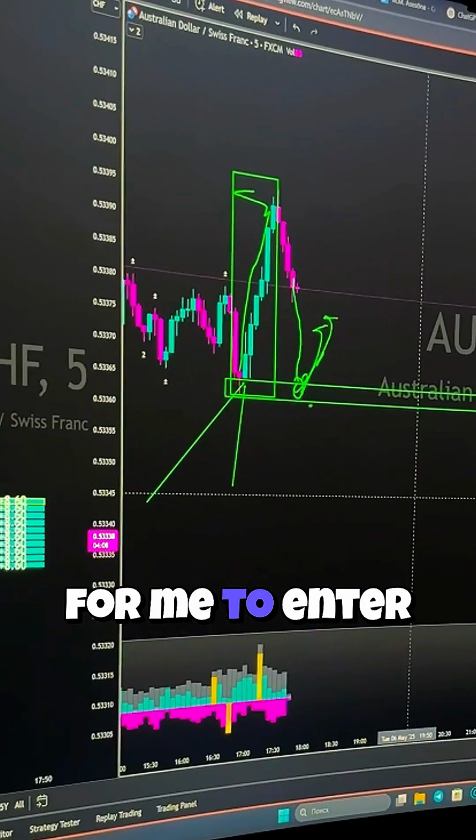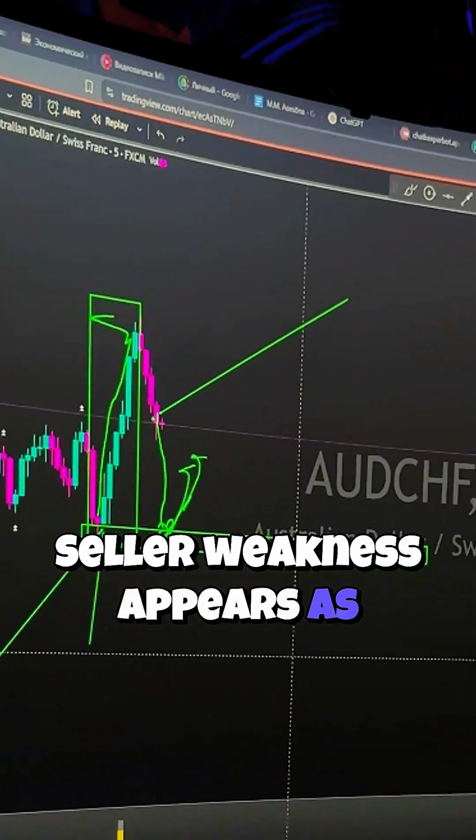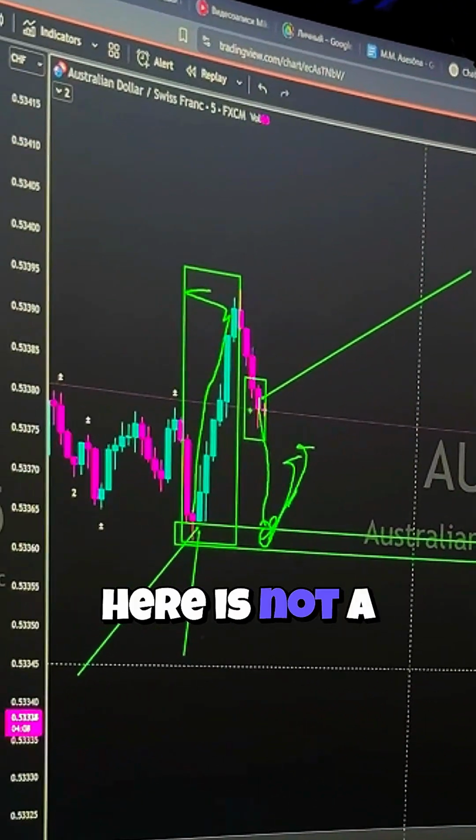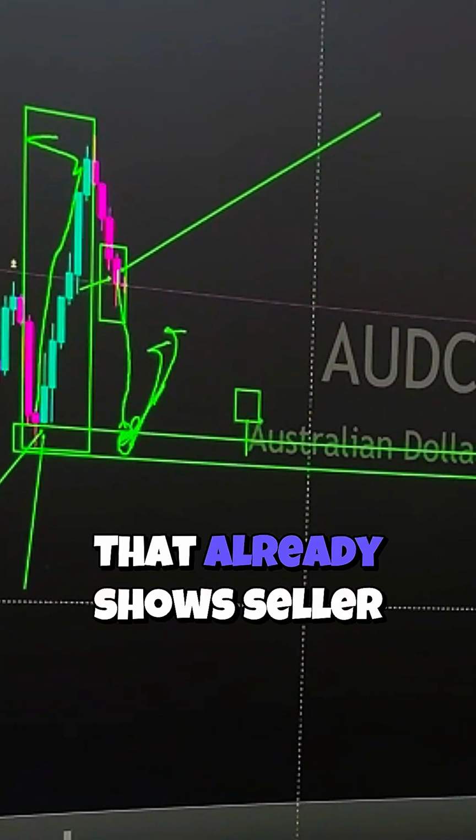What needs to happen for me to enter from this level? I need to see weakness from the seller. How do you see weakness? Seller weakness appears as a candlestick. For example, this candle here is not a strong one, right? If this pullback happened at the level, this is how the candle would look. That already shows seller weakness.